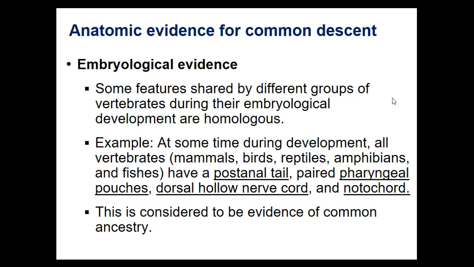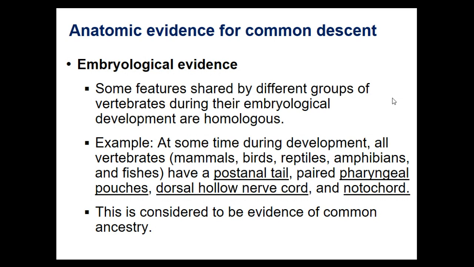left over. A dorsal hollow nerve cord and a notochord. Notochord is like a long rod of cartilage that every vertebrate has at some stage of its life. The simplest, earliest vertebrates were a lancelet, and it's just this long, slender thing that lives in gravel in the bottom of some streams. And it has this long rod that's like cartilage that runs the length of its body. It has that its whole life.